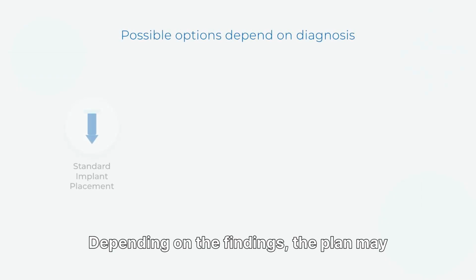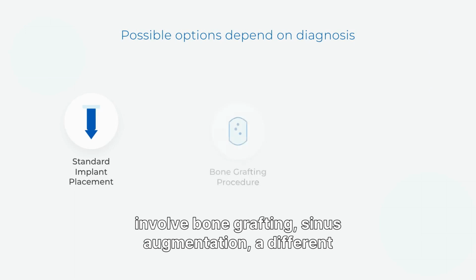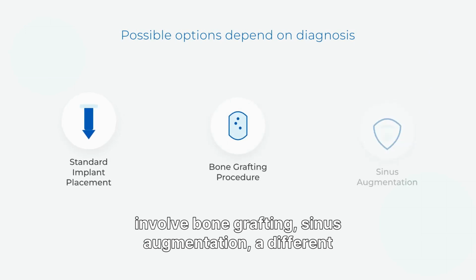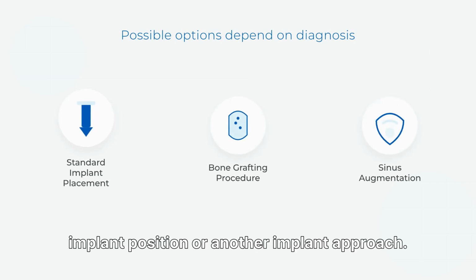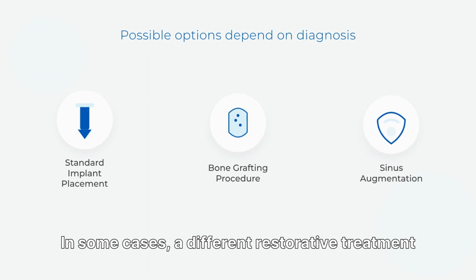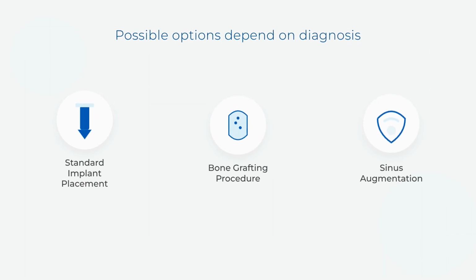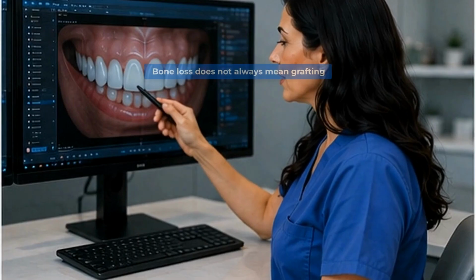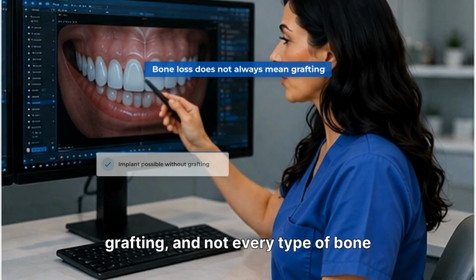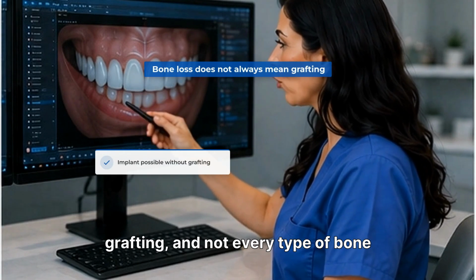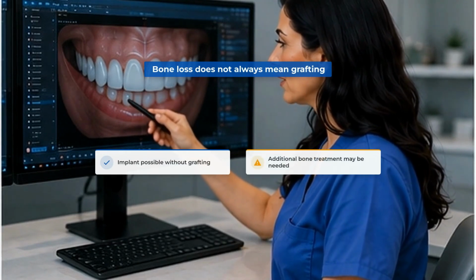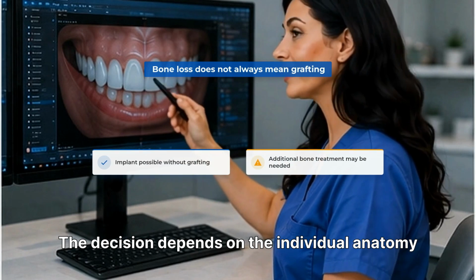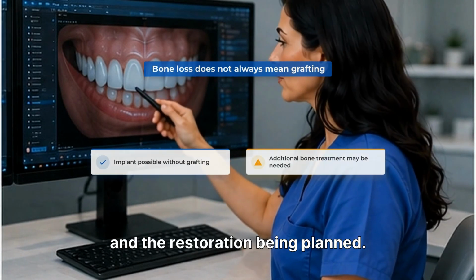Depending on the findings, the plan may involve bone grafting, sinus augmentation, a different implant position, or another implant approach. In some cases, a different restorative treatment may be safer or more appropriate. Not every patient with bone loss requires grafting, and not every type of bone loss can be managed in the same way. The decision depends on the individual anatomy and the restoration being planned.